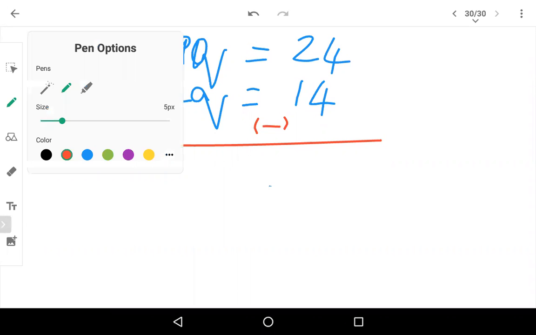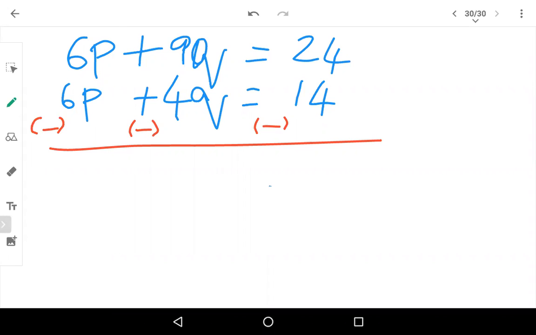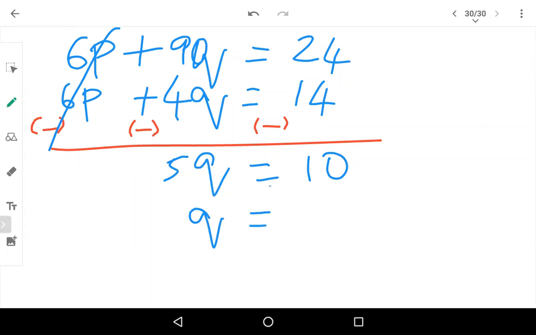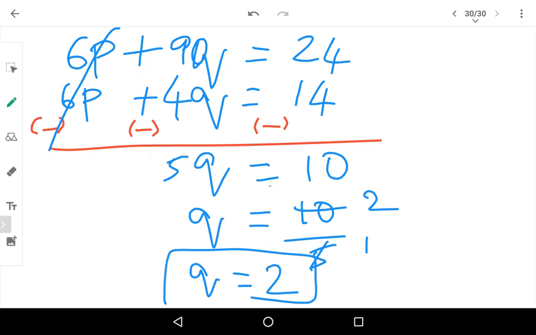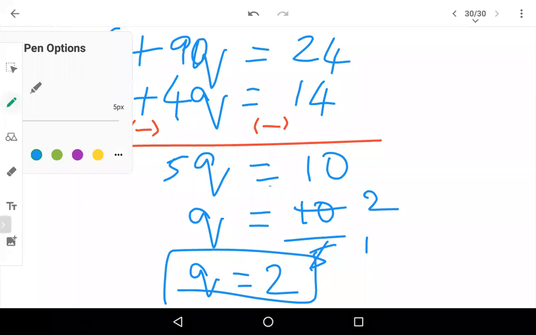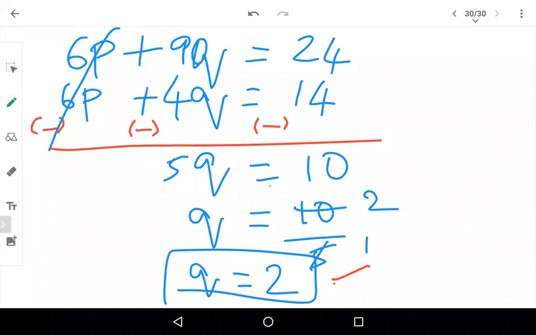Correct? Now next 6p and 6p will get cancelled. 9 minus 4 is 5q is equal to 24 minus 14 is 10. Next, q is equal to 10 divided by 5. Q is equal to 5 ones are 5, 5 twos are 10. So q is equal to 2. Everybody got this answer? Q is equal to 2.